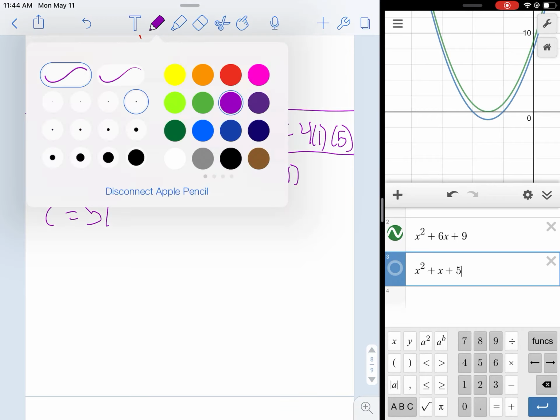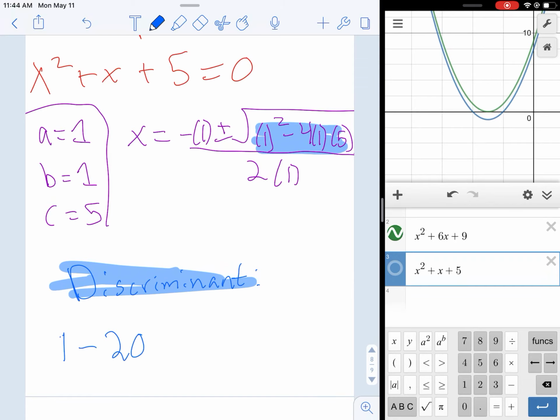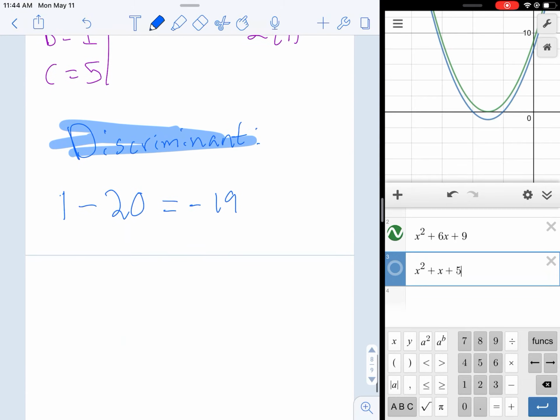And let's go ahead and solve our discriminant. Our discriminant is the thing inside the square root. Let's solve that. So I have 1 squared, which is 1, minus 4 times 1 times 5 is 20. This equals -19. I have a negative discriminant, which means how many x-intercepts do I have? That's right, I don't have any x-intercepts. No x-intercepts.